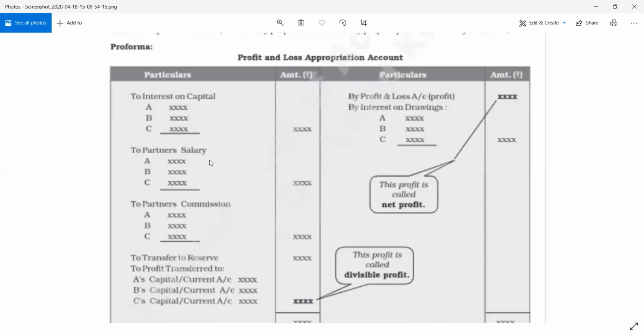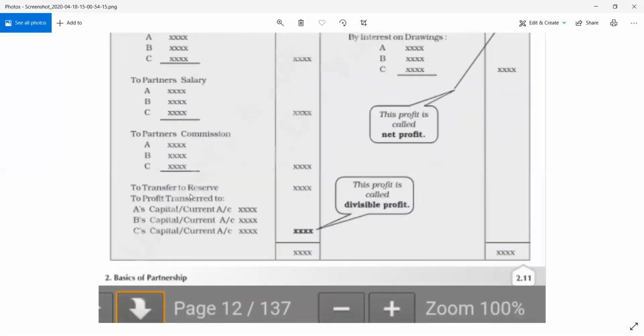Then partner's salary you have to give, then partner's commission you have to give. Okay, and what you have to take from partner? Interest on drawings. Remember, drawings will not come here, only interest on drawings will come. Capital will not come here, only interest on capital will come. Salary, partner salary will come, partner's commission will come. Then transfer to reserve will come.